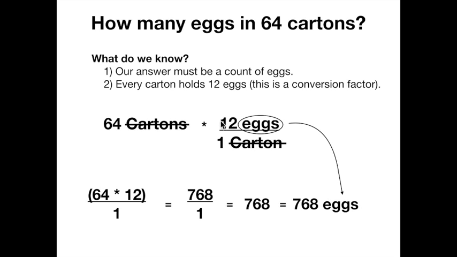64 times 12, and that's on top. So we just multiply every number on the top, and on the bottom, all we have is 1. So when we carry it through, that's 768 divided by 1, which equals 768. Now we carry the units, and that's 768 eggs.